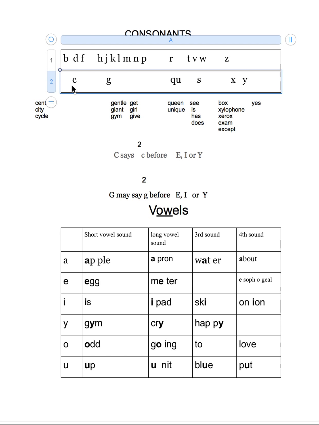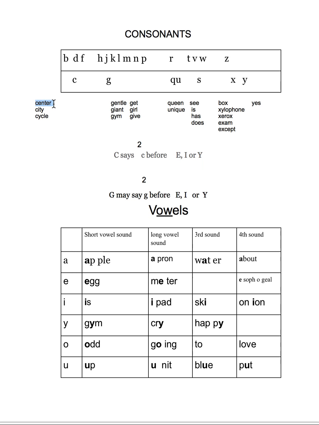The letter C has two sounds. K, S. K is the hard sound. S is the soft sound. The letter C has a rule when it says the S sound. C says S, its second sound, before the letters E, I, or Y.